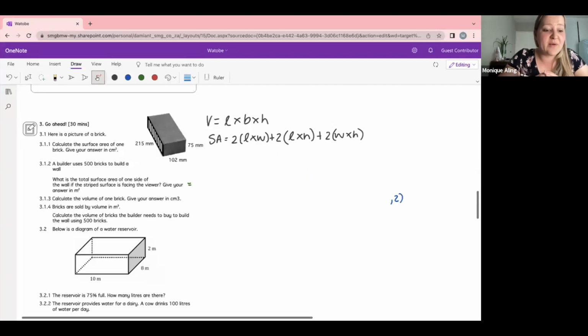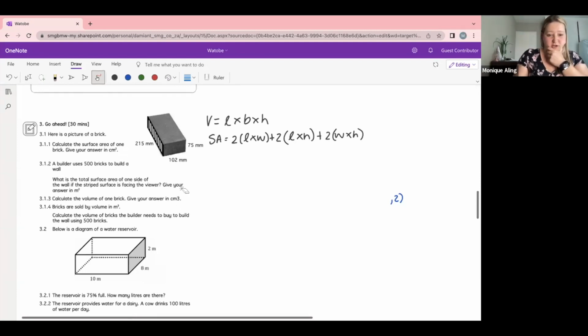Okay, 3.1.2. A builder uses 500 bricks to build a wall. What is the total surface area of the wall if the striped surface is facing the viewer? Give your answer in meters squared.